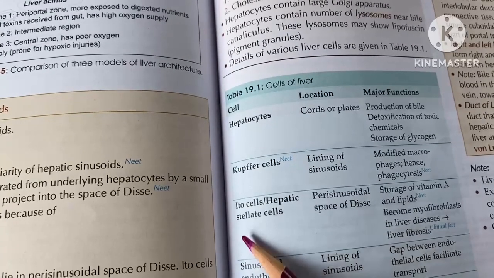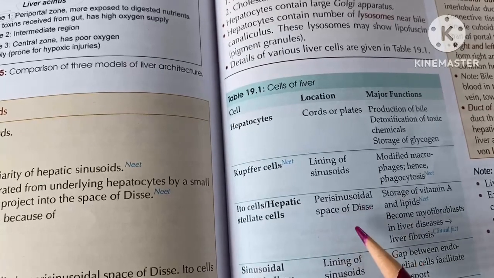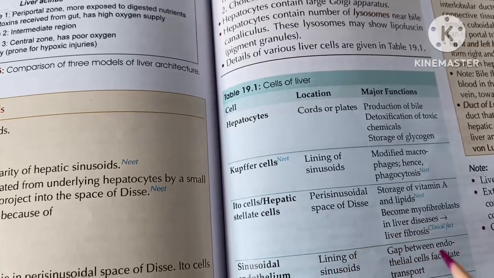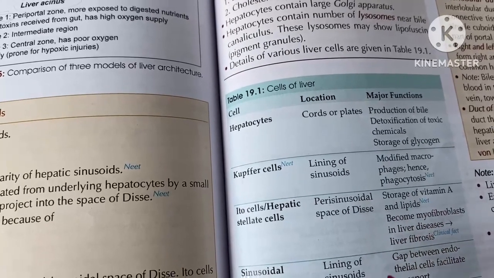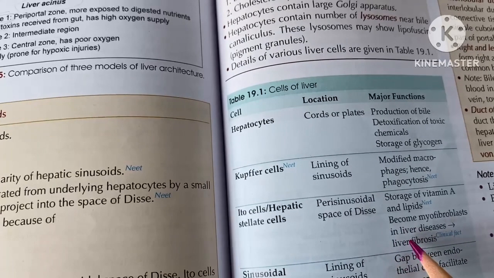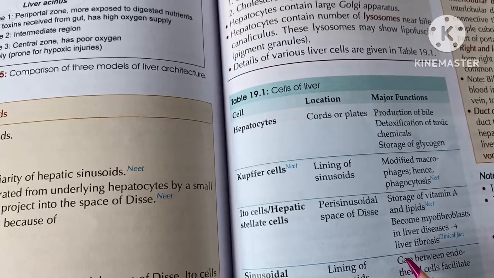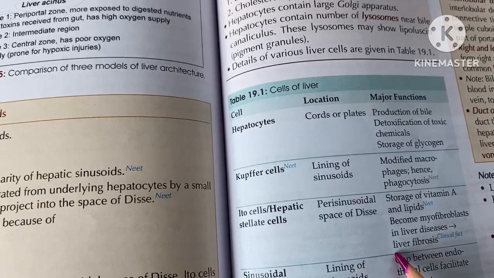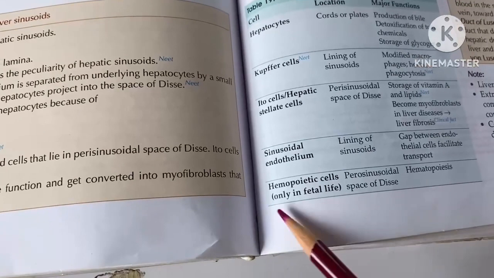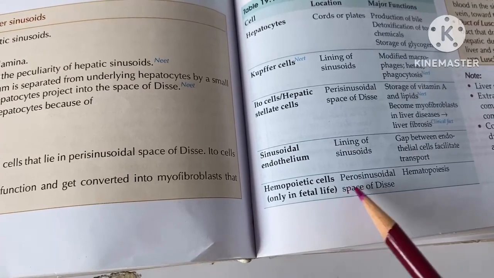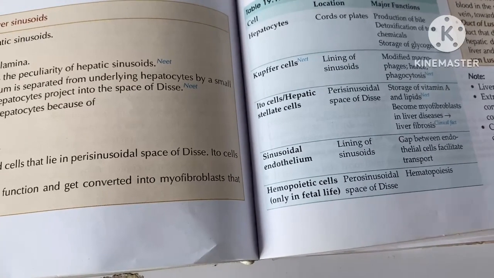Ito cells or hepatic stellate cells are present in the perisinusoidal space of Disse. Function: storage of vitamin A and lipids. When affected, they convert into myofibroblasts in liver disease, which causes liver fibrosis. Hematopoietic cells are present only in fetal life. They lie in the perisinusoidal space of Disse and their function is hematopoiesis.